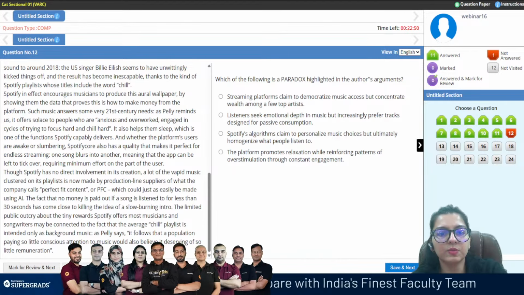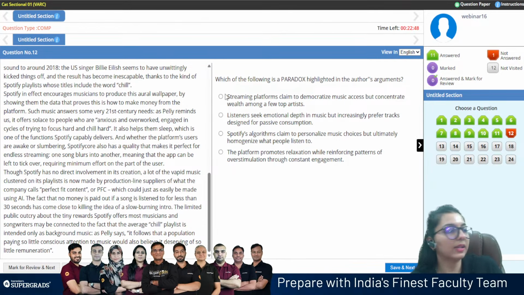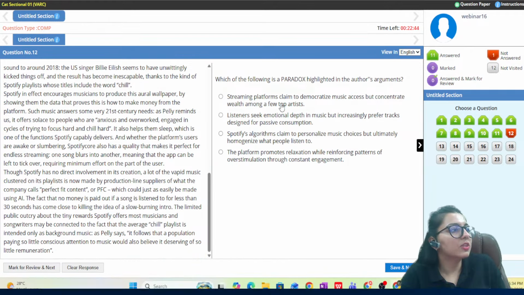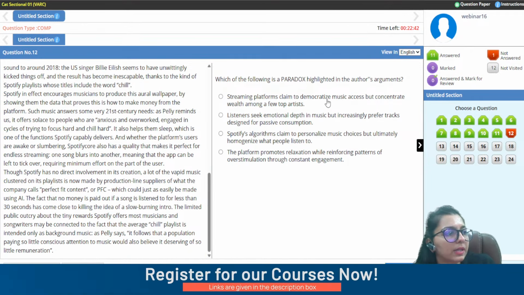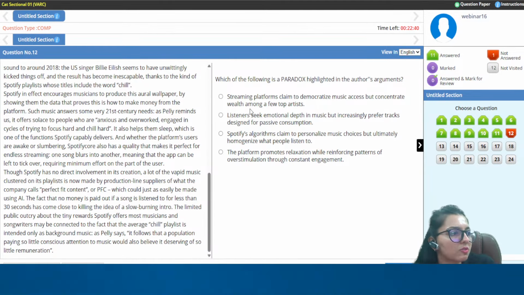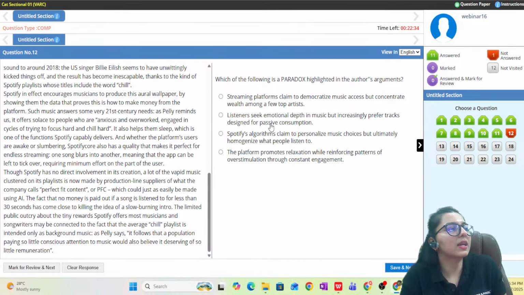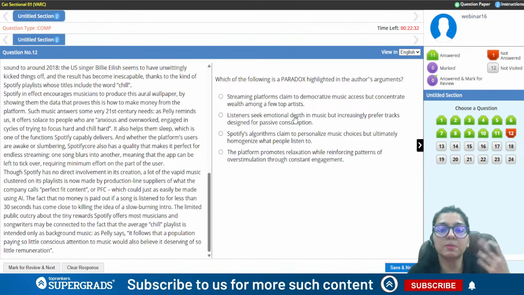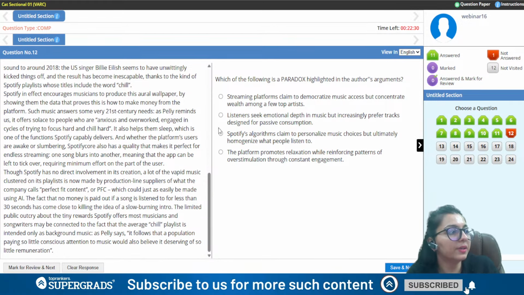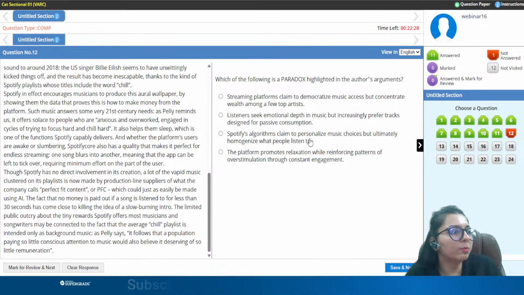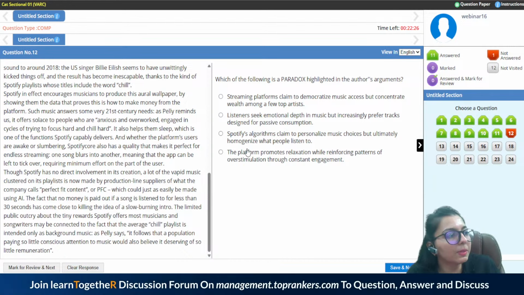Let's get to the next. Which of the following is a paradox highlighted in the passage? Streaming platforms claim to democratize music access but concentrate wealth in a few. No, that's not what the paradox is. Listeners seek emotional depth in music but increasingly prefer tracks designed for passive consumption. No, the passage is about active consumption. That can't be it. Spotify's algorithm claims to personalize music choices but ultimately homogenizes.